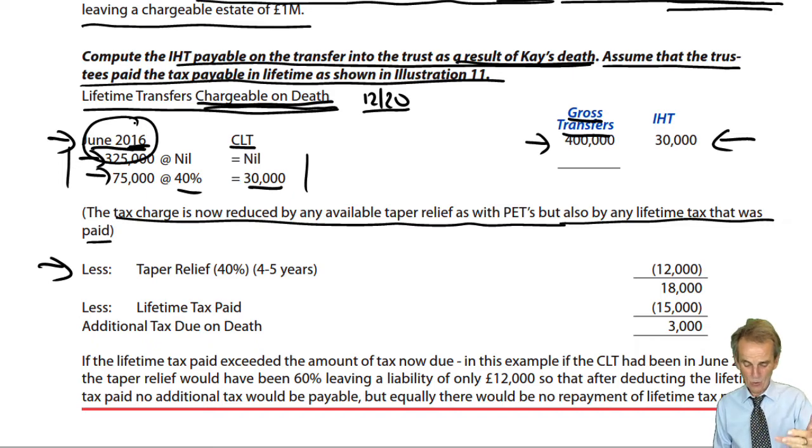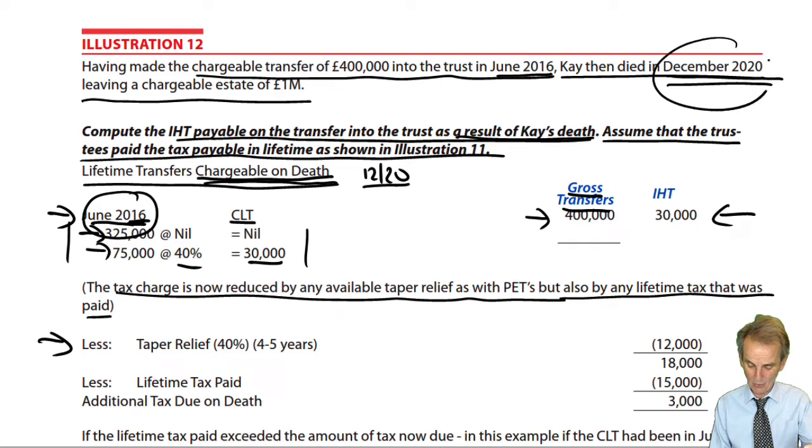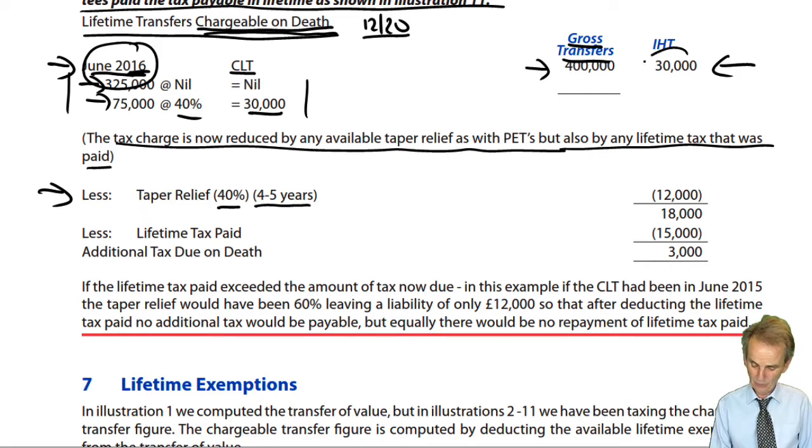When was the date of death there? The date of death, December 20. So you did survive till June 20. Do you get to June 21? No, you don't, because you died in December 20. So you've survived for between 4 to 5 years. 4 to 5 years is taper relief of 40%. 40% of 30,000 equals 12,000, bringing you down, therefore, to a figure of 18,000.